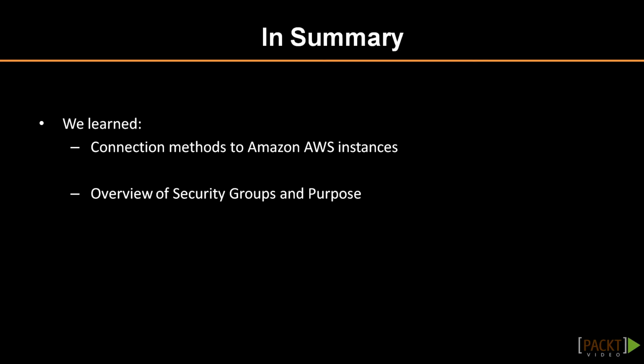So to summarize, in this section we have learned about the Amazon connection methods for the AWS instances, and we also talked about security groups and what ports you need to define for a Hadoop cluster.